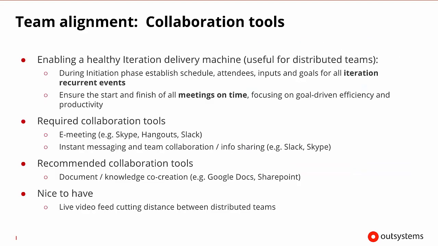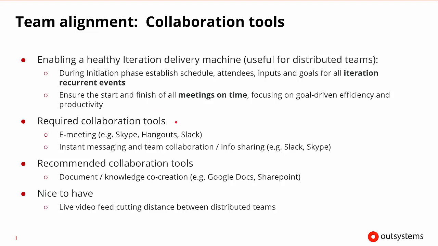There's also going to be the establishment of some ground rules for healthy team collaboration. The team needs to become a delivery machine that cranks out the different types of code and deliverables that are required for each iteration. When teams are distributed, this can be a little bit difficult. So what we need to do there is ensure that all meetings start and finish on time, and that we focus on a particular goal and make sure that those meetings are efficient and productive.